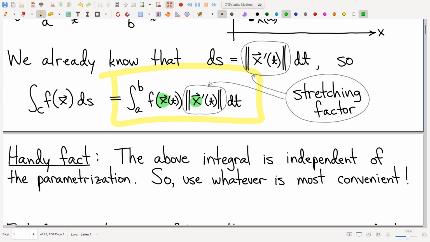Very satisfyingly, they do. So this integral is independent of your parameterization. So parameterize however you like, it won't make any difference. Always get the same answer no matter what parameterization. So, thankfully. Okay. Said differently, don't worry about it.